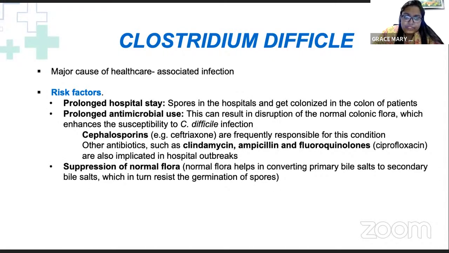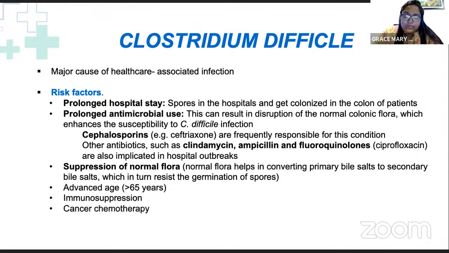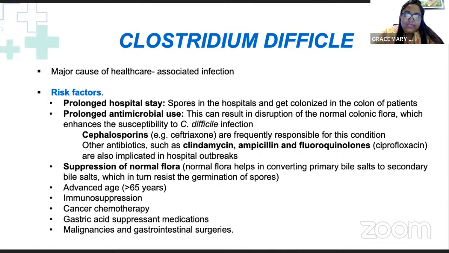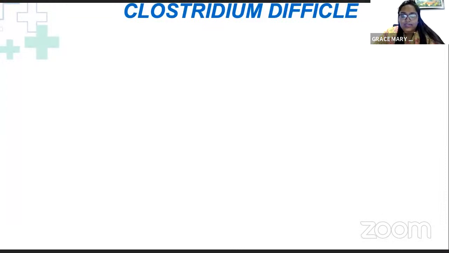And suppression of normal flora, having an advanced age of more than 65, immunosuppression, cancer chemotherapy, having PPIs or H2 receptor antagonists, which reduce the acid, which causes the bacteria to grow more, can be a risk factor for Clostridium difficile. Having malignancies and having surgeries are again risk factors. Now, the pathogenesis is toxin mediated.